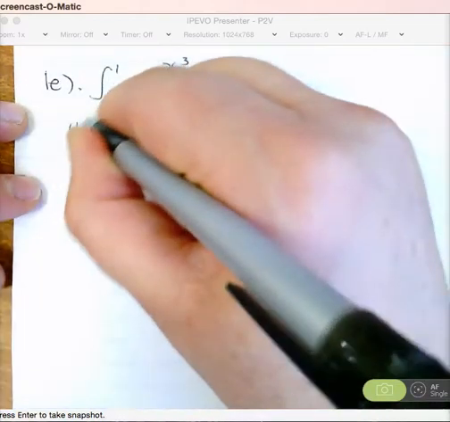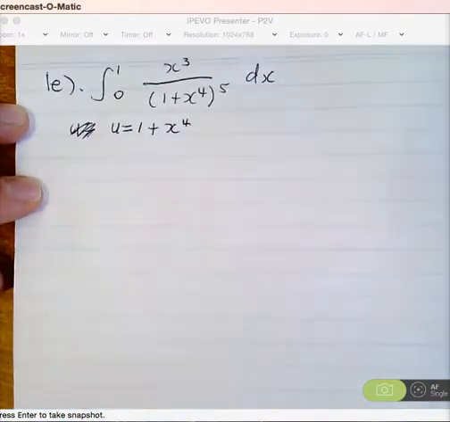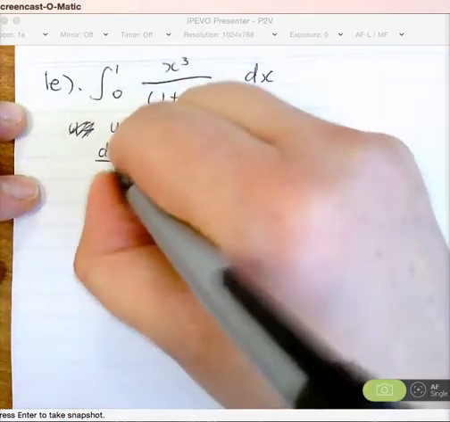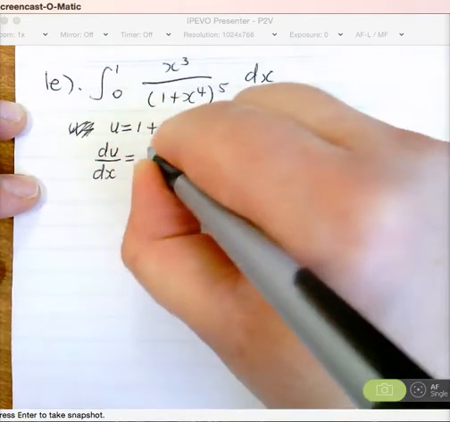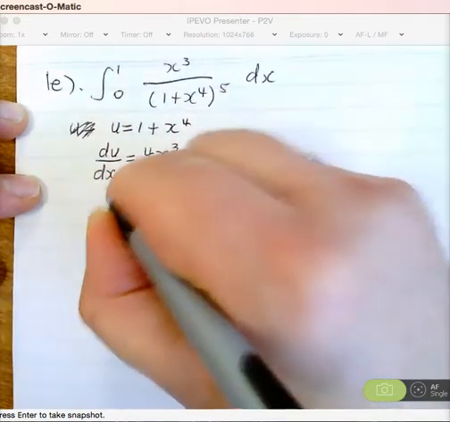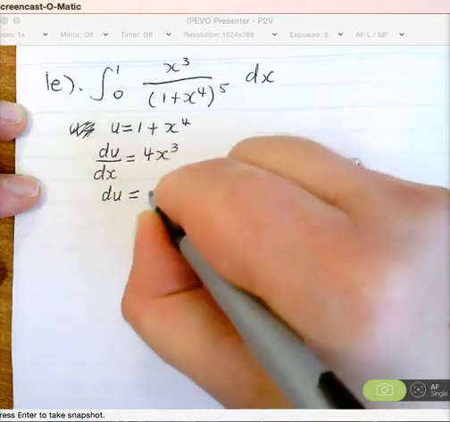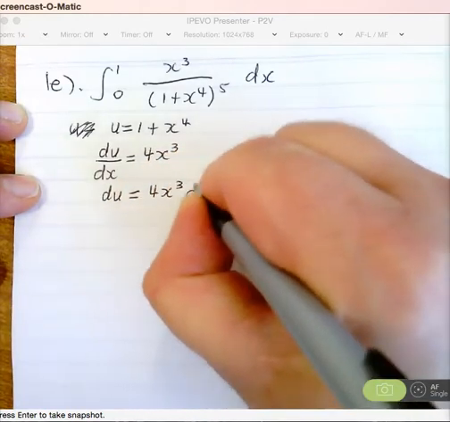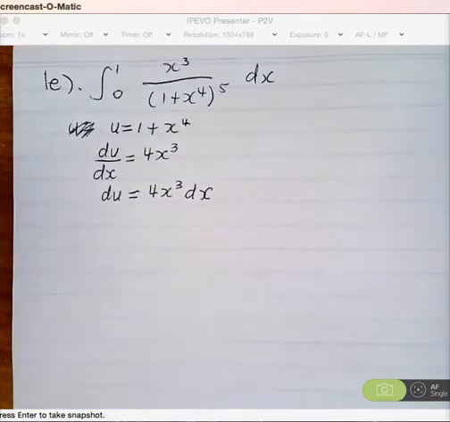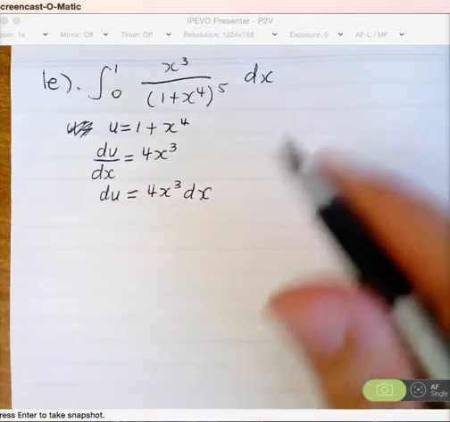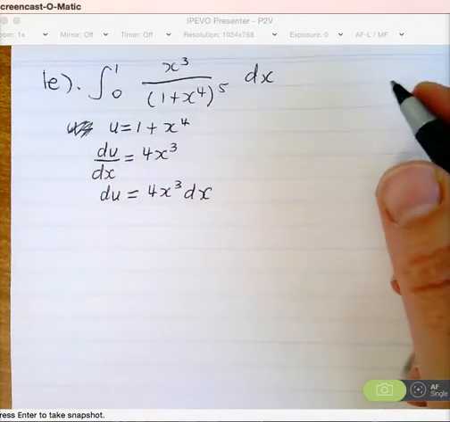Oh, look, I wrote u equals u equals. What are you going to do? Oh, no. Just keep going.